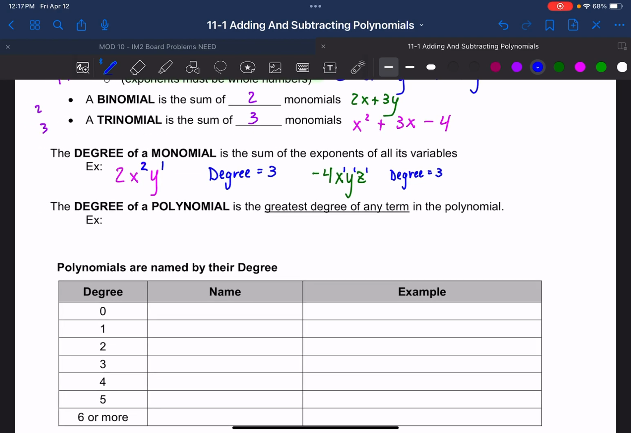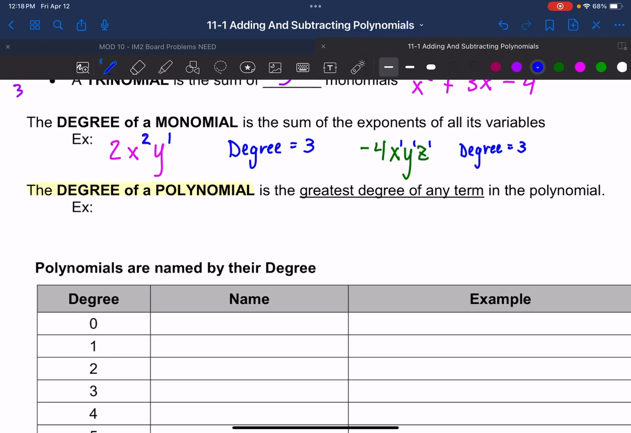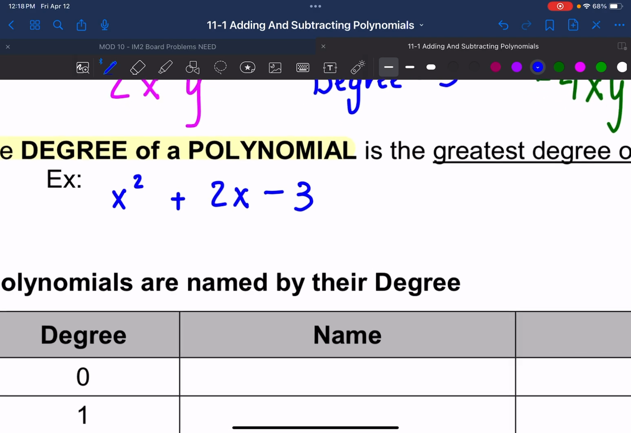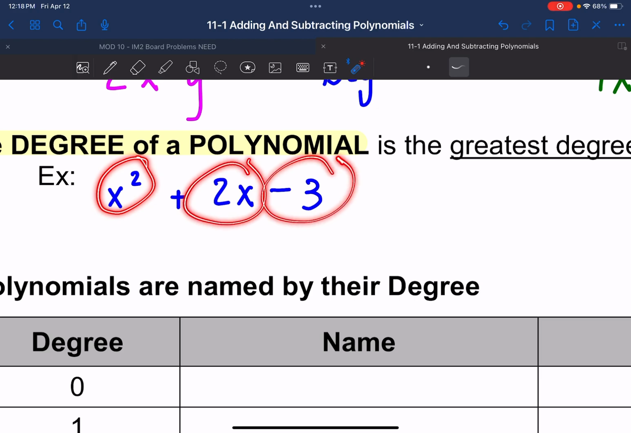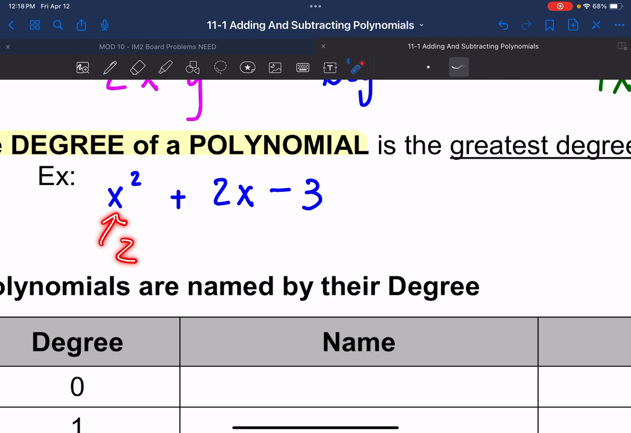All right. Now, more importantly, we typically talk about the degree of a polynomial. It's the greatest degree of any term in the polynomial. So I'm going to take an easy one here. If I have x squared plus 2x minus 3. Okay, I've got a trinomial. And we have to look at the degree basically of each of the terms. The degree of this term would be 2. The degree of the middle term, we just have 1 as the exponent, so that's 1. The degree of a constant doesn't have an exponent, so it's a degree of 0.